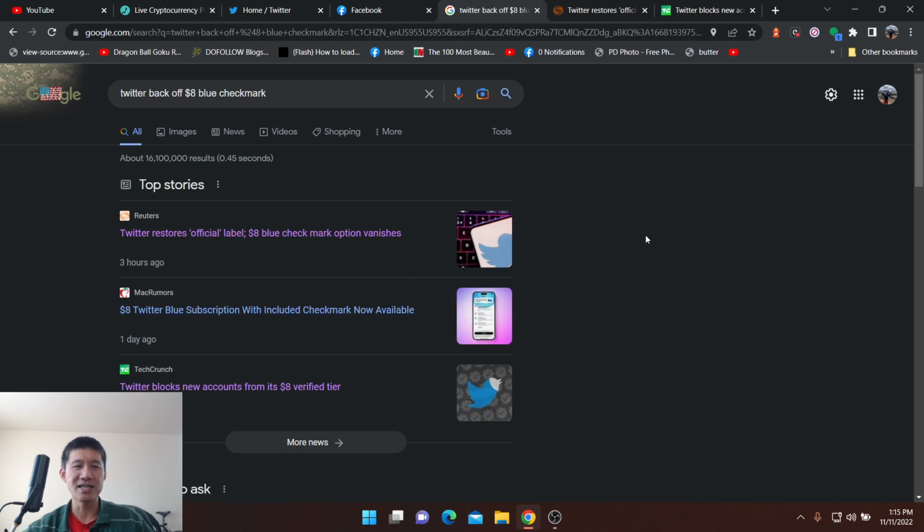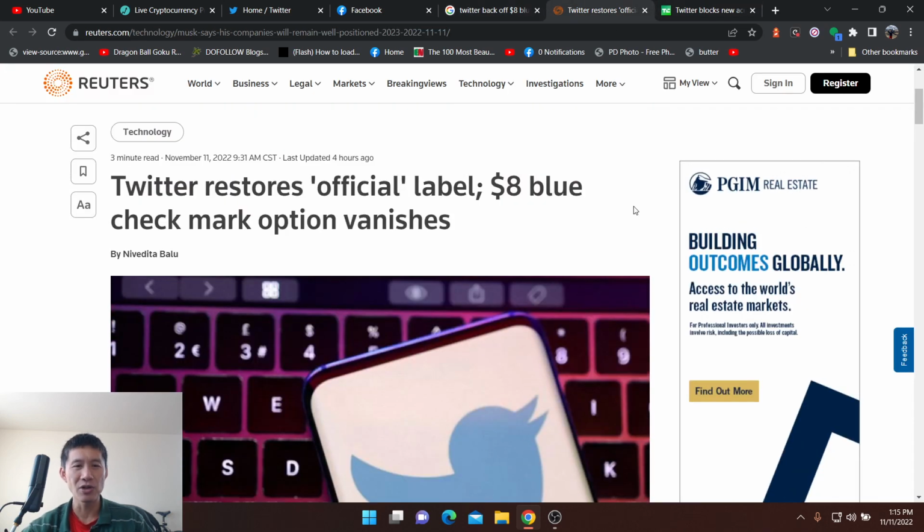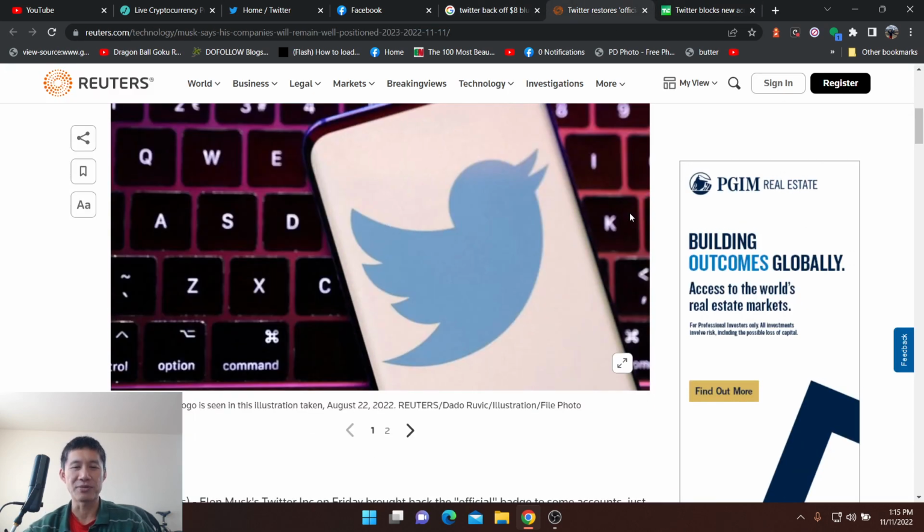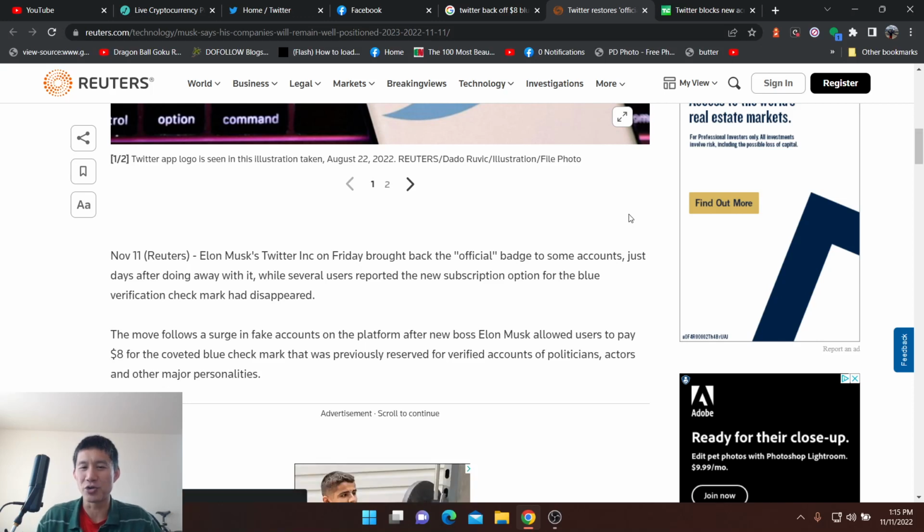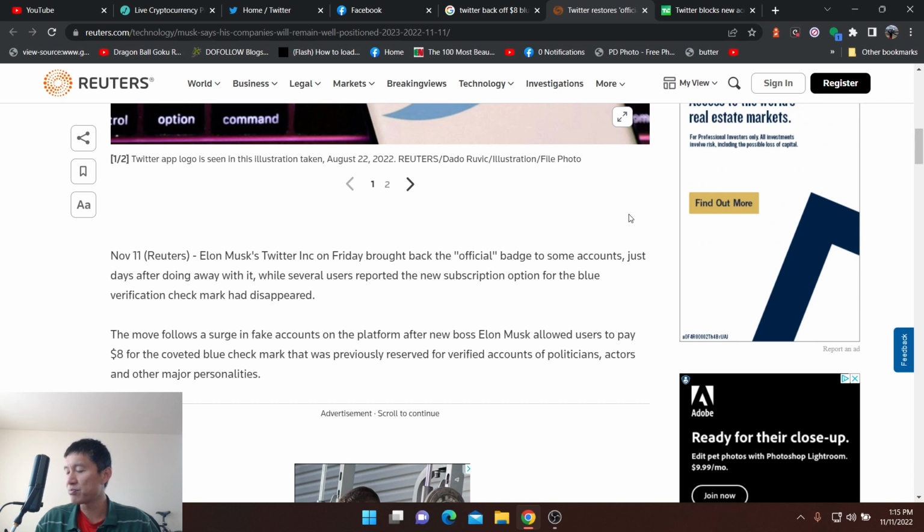So basically, the latest from Reuters is they did actually restore the official label, but the $8 blue checkmark option disappears. Now, I don't know if they're just going to do away with the $8 option, do away with the blue checkmark, or re-implement $8 but actually have to verify, because the whole thing was, if you paid $8, you didn't really even have to verify yourself to get the blue checkmark, which anyone with half a brain could see was going to cause problems, but I guess not Elon Musk, the genius by some people's standards.